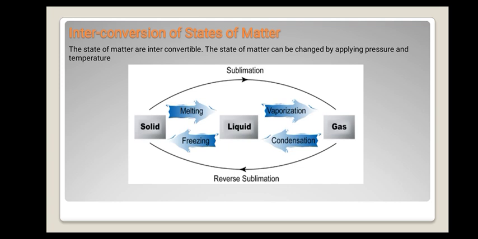Now there is an alternate or direct method to convert a solid into gas, that is sublimation. By sublimation, if we heat the solid, it will directly convert to the gaseous form. And again, by reverse sublimation, by means of condensation, we will convert the gas form directly to the solid. Now let's understand it.